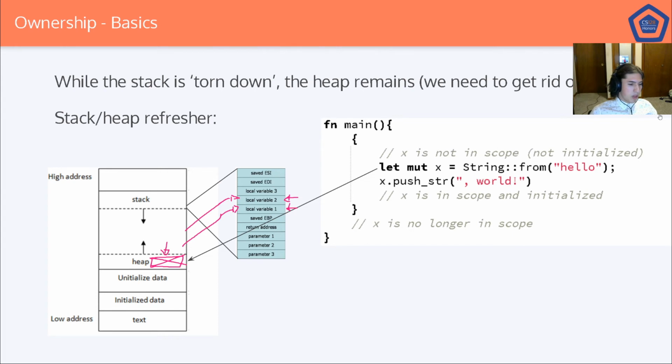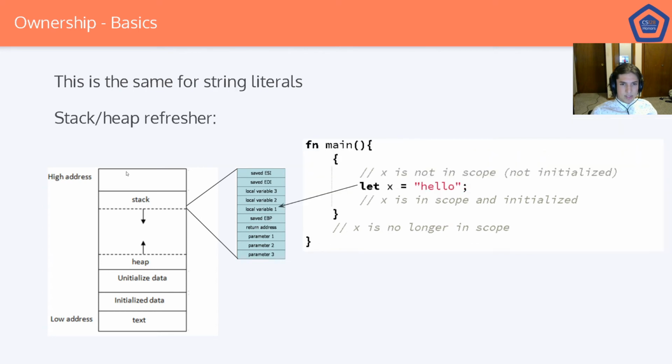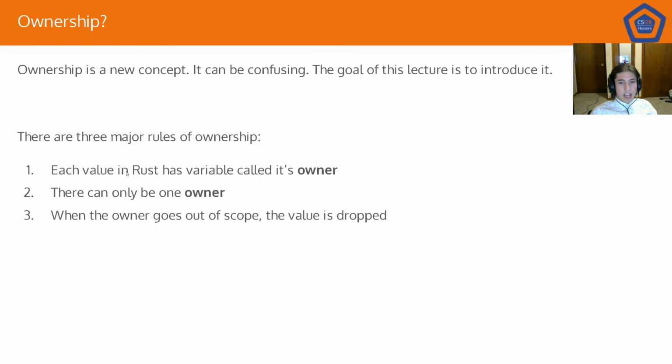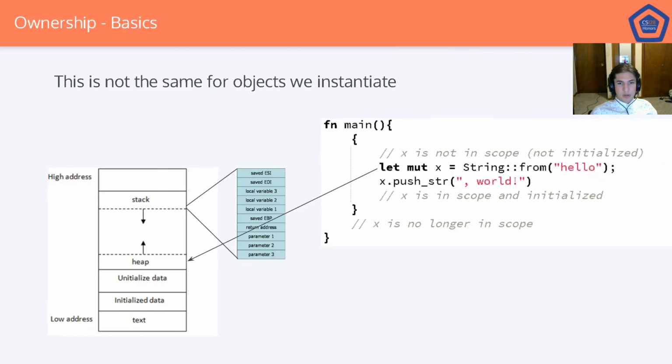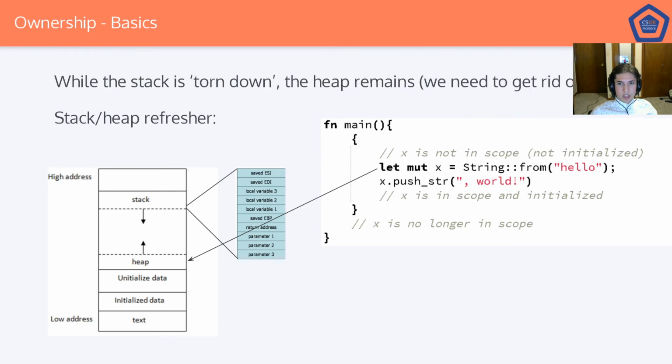Okay, and then the third rule is, what was the third rule? There can only be one owner. And then when the owner goes out of scope, of course, the value is dropped. Okay, and that's really it. So that allows us to kind of fully manage the heap and data on the heap.